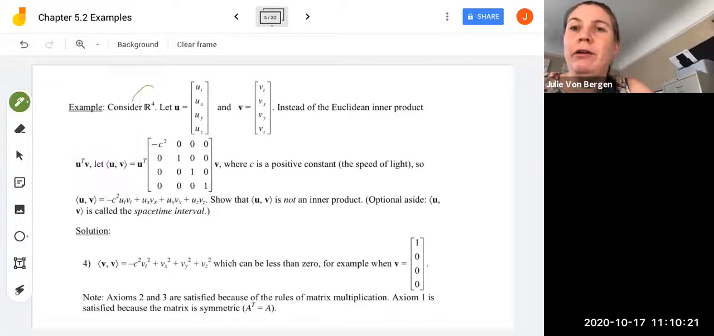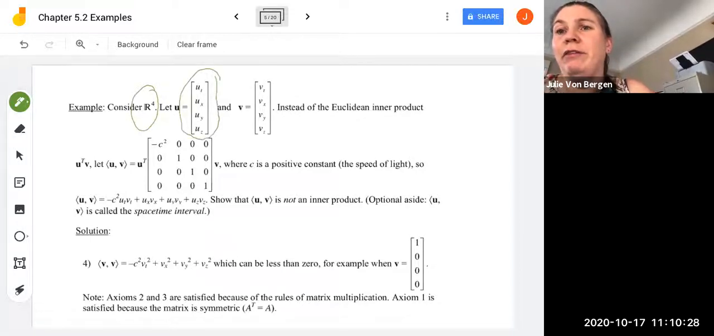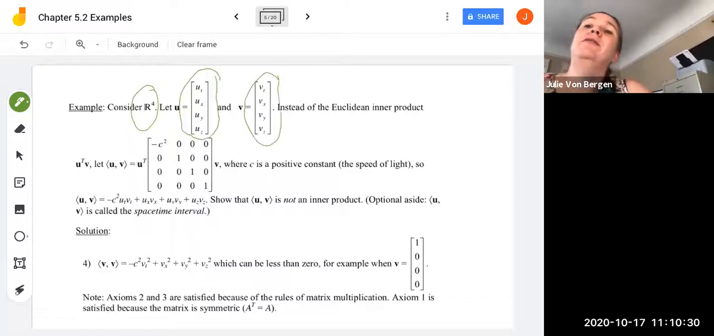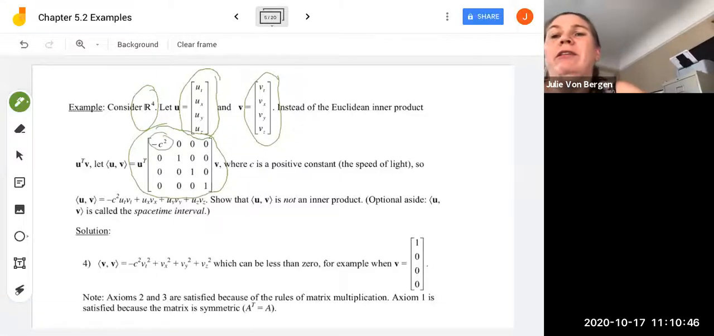So here we are in R4. We're going to let U be Ut through Uz, and we're going to let vector V be Vt through Vz. So instead of the Euclidean inner product, U transpose V, we're going to let the inner product be U transpose times this matrix with a negative c squared in the first component, and everything else is 1.